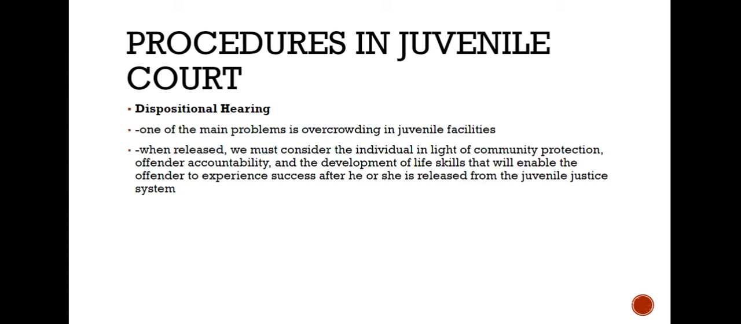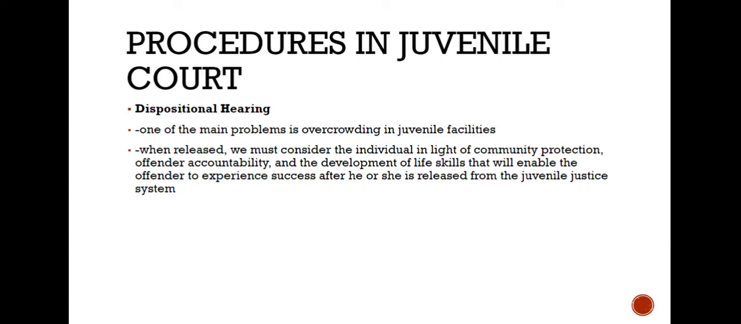When released, we must consider the individual in light of community protection. Again, we have to have that balance. We want to protect the individual, but we also want to protect the community. We take into account offender accountability. We take into account the development of life skills that will enable the offender to experience success after he or she is released from the juvenile justice system.